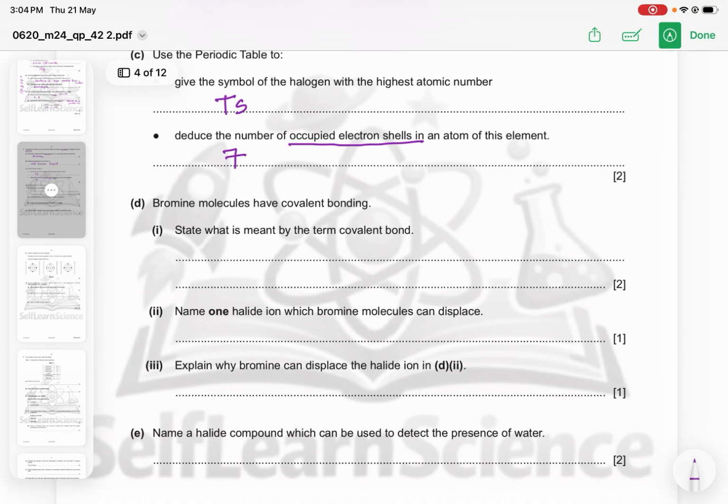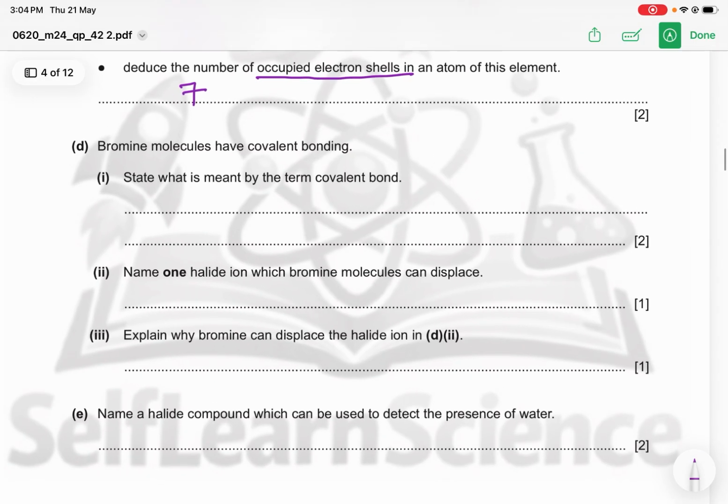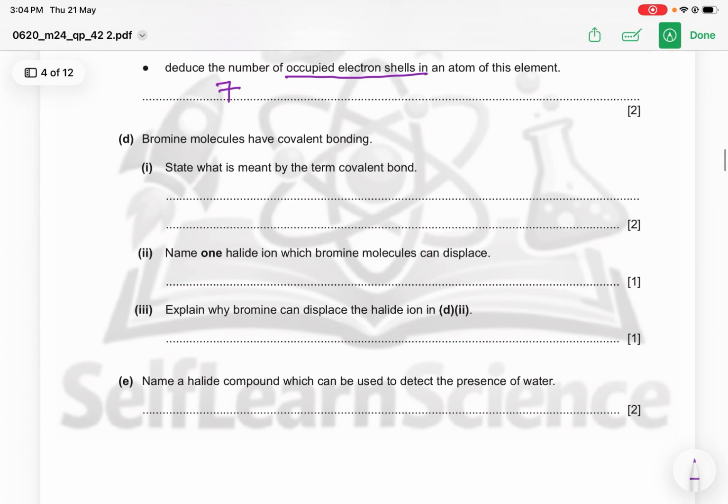Next, bromine molecules have covalent bonding. State what is meant by the term covalent bond. So what is covalent bonding? It is sharing a pair of electrons between two atoms.